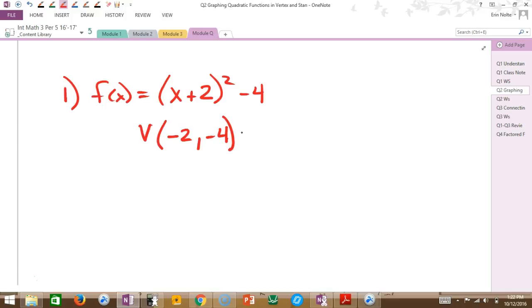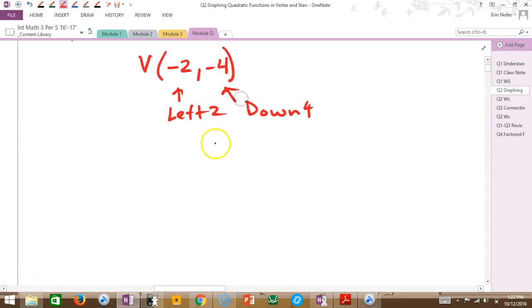So, if I have a vertex of -2, -4, what are the directions that would take you to -2, -4? Go ahead, Jenna. Down and left. Close, but opposite. Say it the other way. There you go. Because you go left, and then down. So we're going to go left 2 and down 4, right? Left 2, down 4.